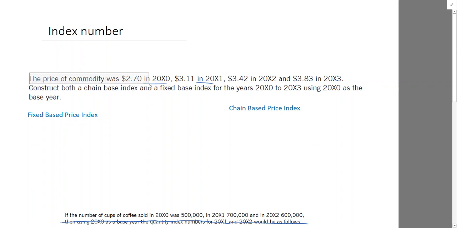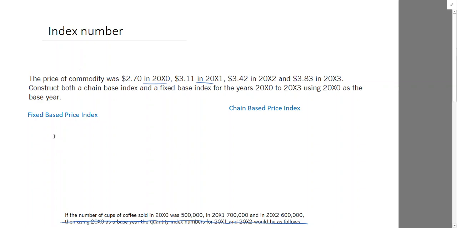Price of commodity was 2.7 in 2010, 3.11 in 2011, 3.542 in 2012, 3.83 in 2013. Construct both chain-based index and fixed-based index for years 2010 to 2013 using 2010 as base year. Obviously, price is given here, so a price index is formed.